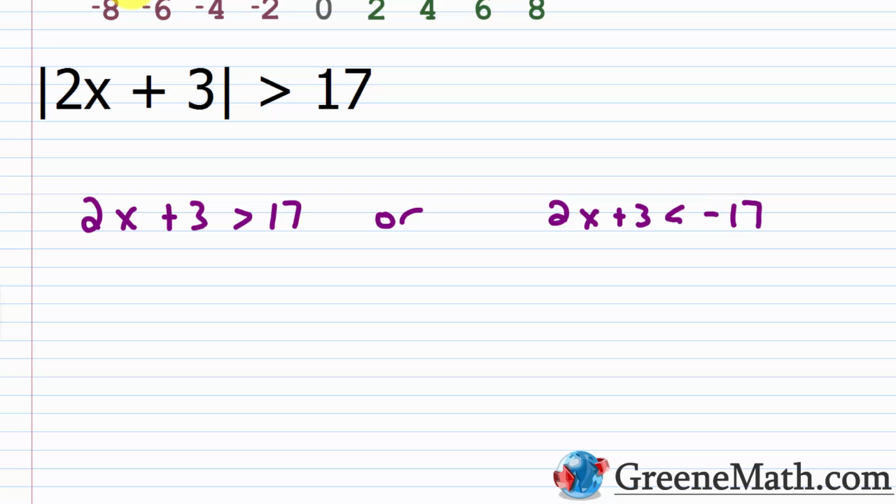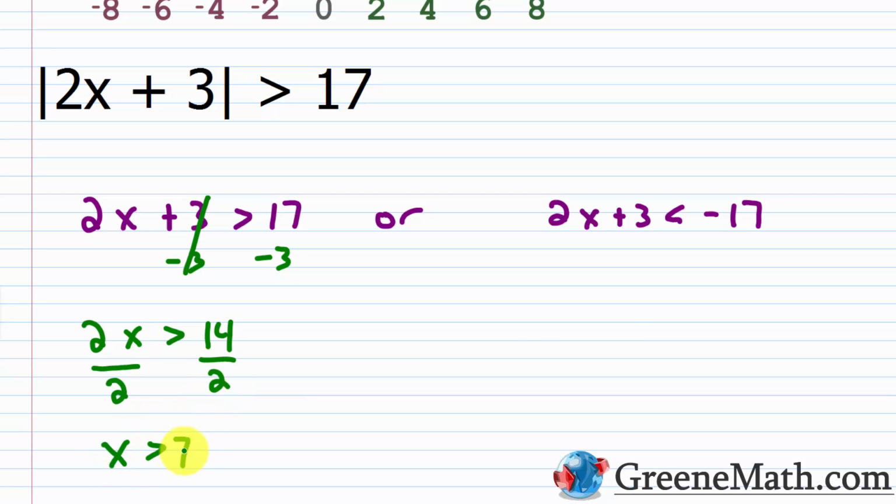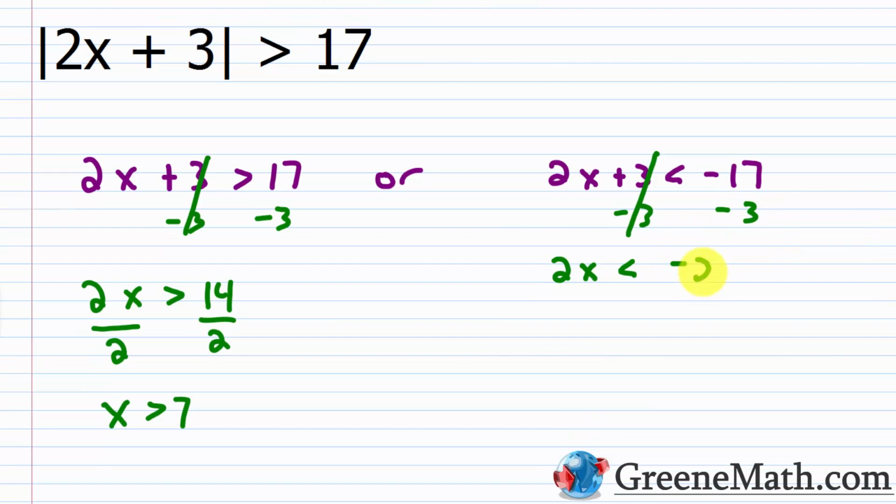All right, so let's quickly solve these two inequalities. For this one, I would just subtract 3 away from each side. I would get 2x is greater than 17 minus 3 is 14. Divide both sides of the inequality by 2. I get x is greater than 7. Okay, over here, if I subtract 3 away from each side of the inequality, that cancels. I get 2x is less than negative 17 minus 3 is negative 20. Divide both sides by 2, and we're going to get that x is less than negative 10. Okay, so we got that x is greater than 7 or x is less than negative 10.